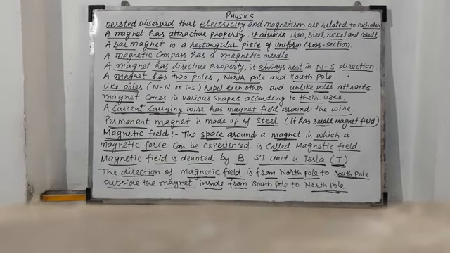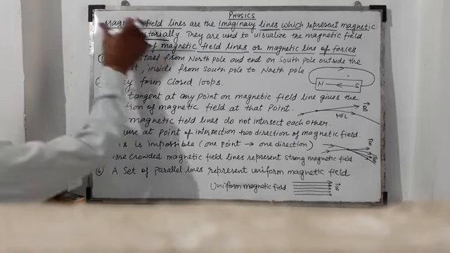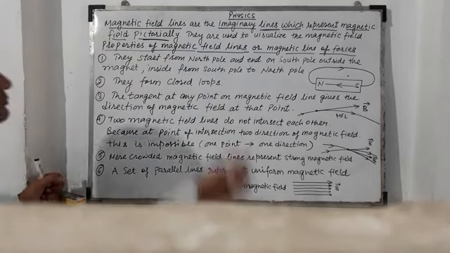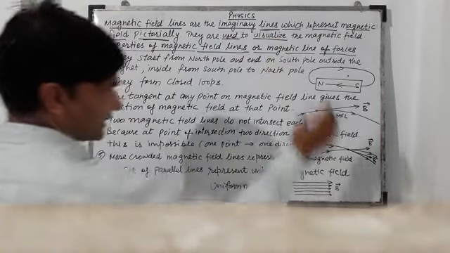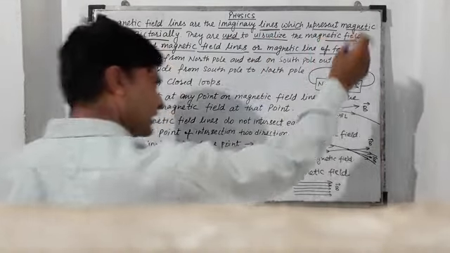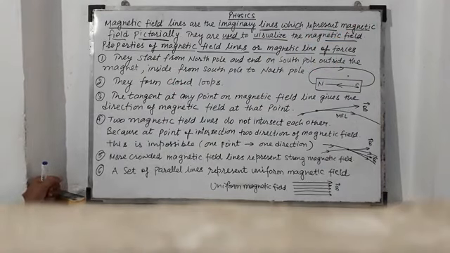Now, magnetic field lines are imaginary lines because we cannot see these lines. So magnetic field lines are imaginary lines which represent magnetic field pictorially. It is only a pictorial representation. We use these lines to picturize the magnetic field. They are used to visualize the magnetic field.